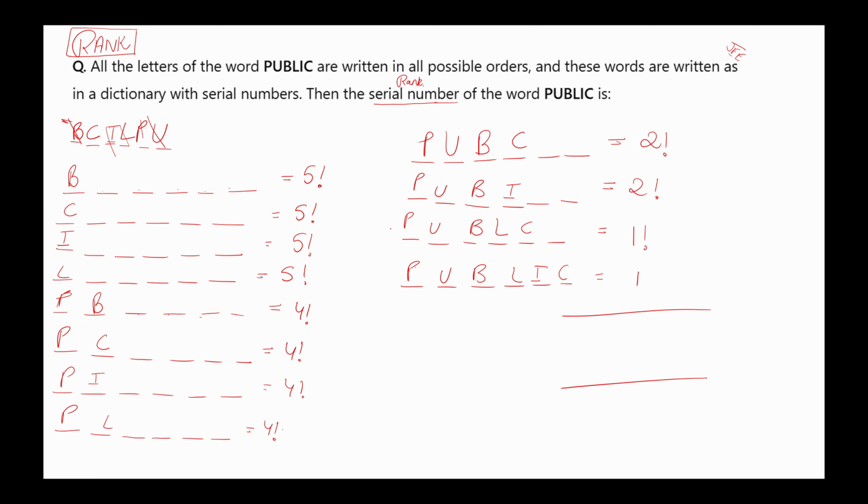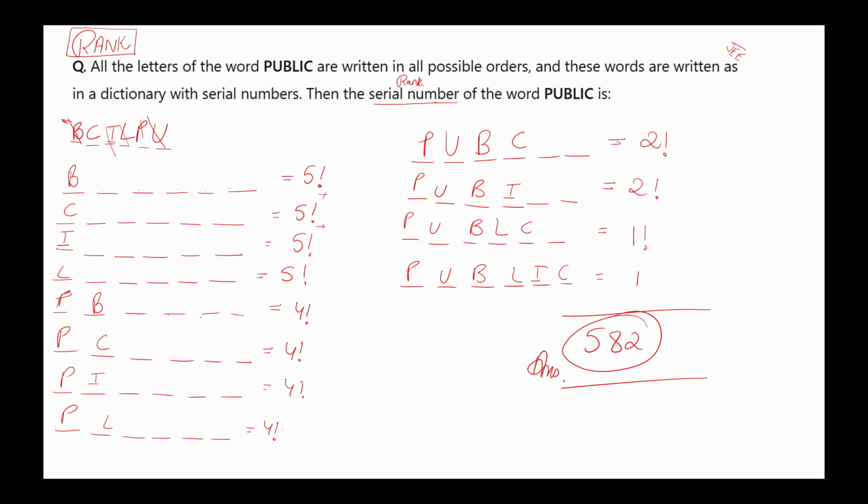Now what we are going to do is we are going to add all these up. 5 factorial plus 5 factorial plus 5 factorial. All these we are going to add up, and that is what our serial number or our rank is going to be. So this would be 582. This would become our answer, and this is our serial number of the word public.